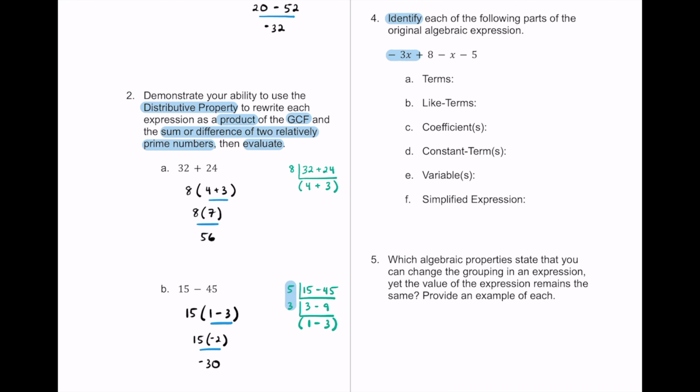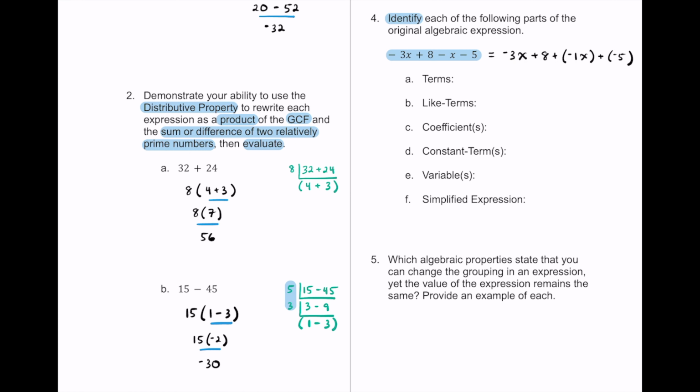Our original expression here is negative 3x plus 8 minus x minus 5. And so before we get started, it's important to know what the terms are. So we have negative 3x plus 8. Remember, they're separated by plus signs. We're going to write plus negative 1x. I'm just going to write the coefficient in case you may forget it. And instead of writing minus 5, we're going to add the opposite of 5. So we're going to go ahead and rewrite this so it is a sum all the way across. So we have each of our terms here separated by plus signs.